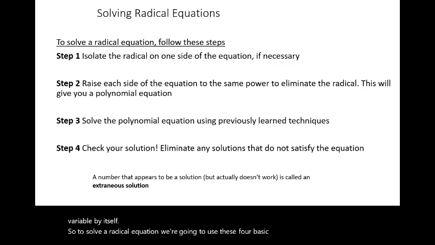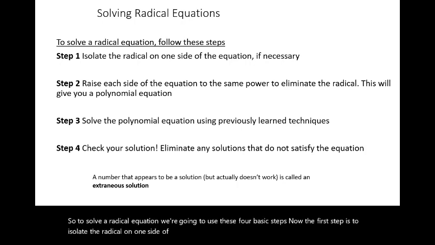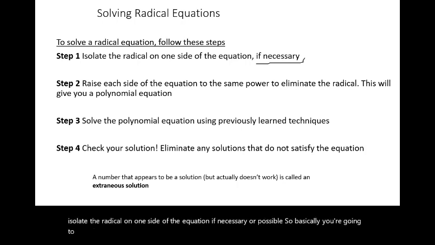Now, the first step is to isolate the radical on one side of the equation, if necessary or possible. Basically, you're going to try and get whatever the square root is by itself on one side of the equation, if you even need to do this at all, or if it's even possible.